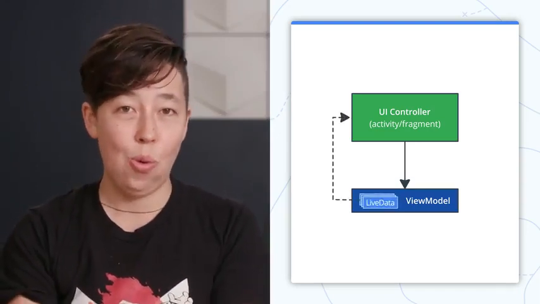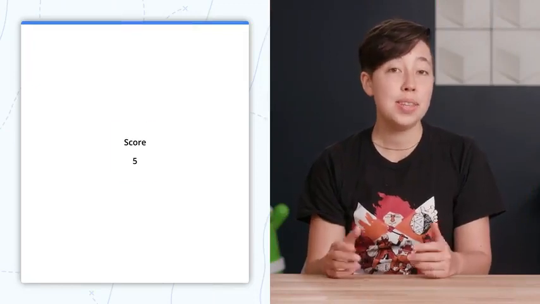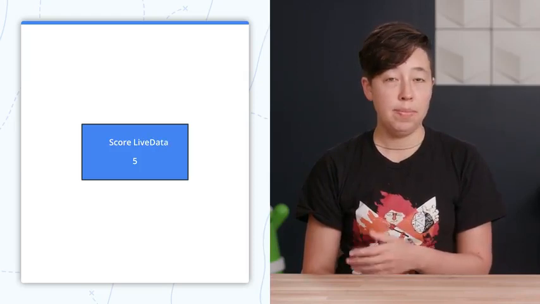Fortunately, LiveData can do this for us. LiveData is an observable data holder class that is also lifecycle aware. Let's break this definition apart to see what this means in practice and to see how this solves our problem. LiveData holds data. This means that it wraps around some data. For example, we'll have LiveData wrap around the current score.